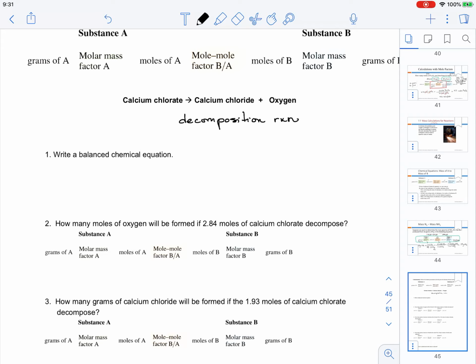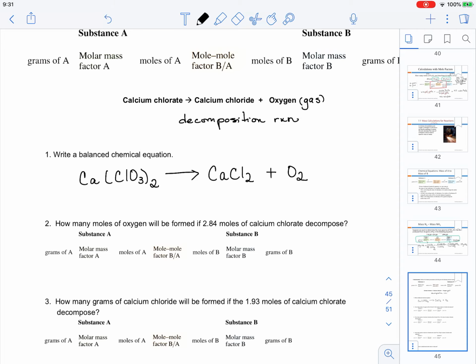In which what is decomposing is going to be calcium chlorate, which the chemical formula is Ca(ClO3)2. And that is going to be decomposing to calcium chloride, which is CaCl2, and oxygen. Now, this is oxygen gas, okay? Or molecular oxygen, which means that this is going to decompose to O2, okay?